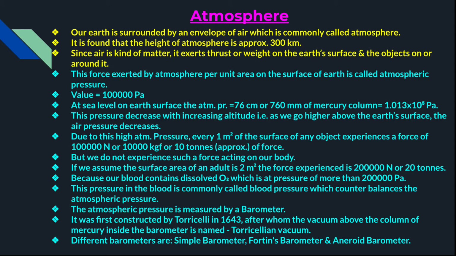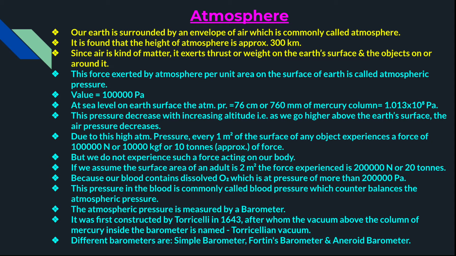This barometer was first constructed by Torricelli in 1643, after whom the vacuum which is created in the barometer above the mercury column is known as Torricellian vacuum. Different barometers are used for measuring atmospheric pressure, that is simple barometer, Fortin's barometer, and aneroid barometer.